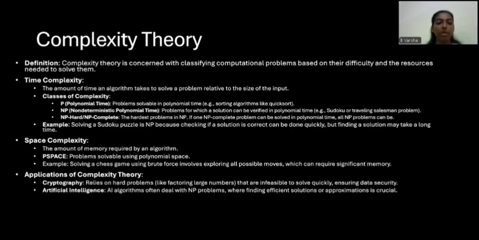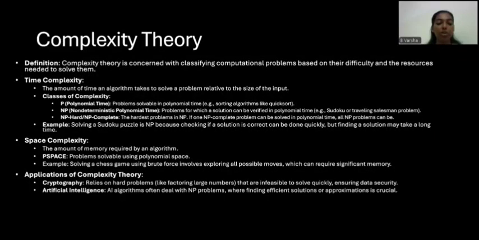For example, solving a Sudoku puzzle is in NP because checking if a solution is correct can be done quickly, but finding a solution may take a long time. Coming to space complexity, the amount of memory required by an algorithm, a problem solvable using polynomial space. For example, solving a chess game using brute force involves exploring all possible moves, which can require significant memory.